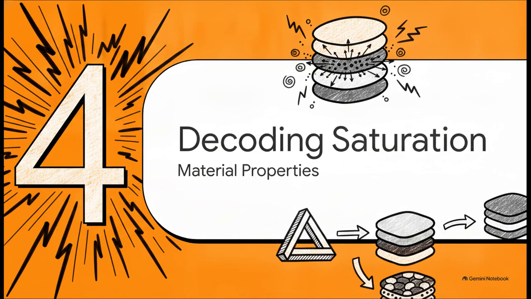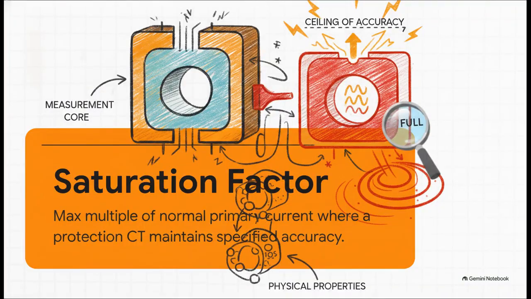Which leads us perfectly into Section 4, decoding saturation and materials. How do we actually manage a 20x surge? To manage this, we have to look closely at the saturation factor. Unlike the measurement core that wants to tap out early, the saturation factor is the absolute ceiling of accuracy for a protection core. It dictates how far the current can spike before the magnetic core essentially becomes full and the secondary current behavior becomes dangerously abnormal.